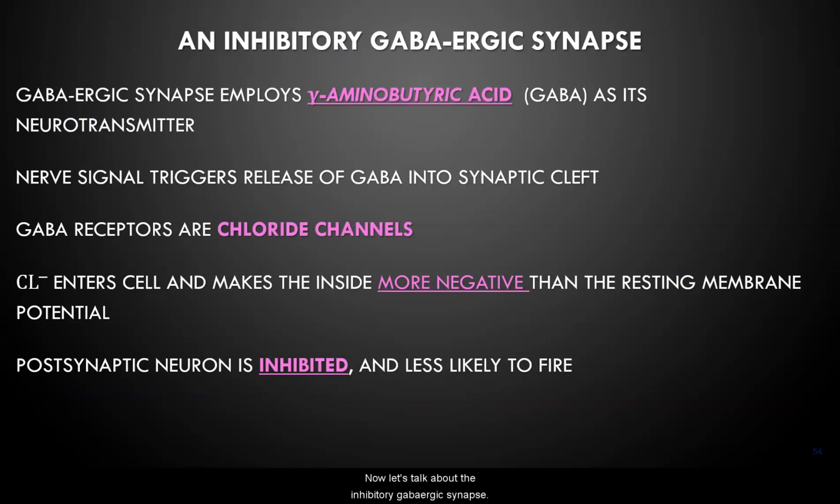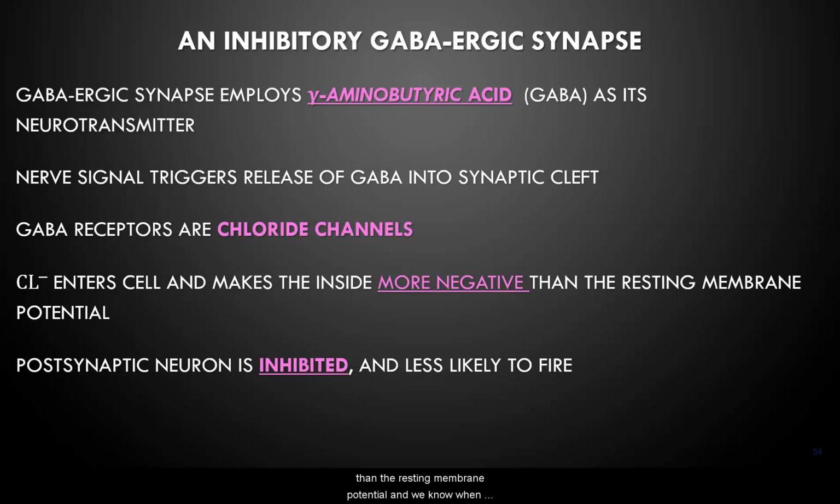Okay, now let's talk about the inhibitory GABAergic synapse. Amino acid neurotransmitters such as GABA work through the same mechanisms as acetylcholine, like we just learned. They bind to ion channels and they cause immediate changes in membrane potential. So the GABAergic synapse employs gamma aminobutyric acid, or GABA, as its neurotransmitter. This nerve signal triggers the release of GABA into the synaptic cleft. The GABA receptors in this example are chloride channels, and so chloride ion enters the cell and makes the inside more negative, not more positive, than the resting membrane potential.